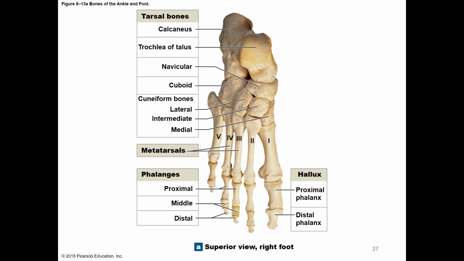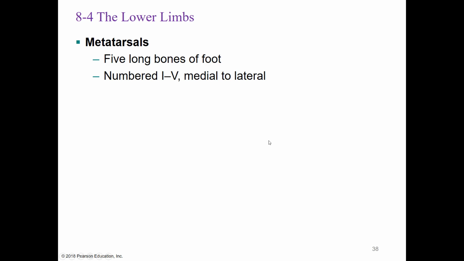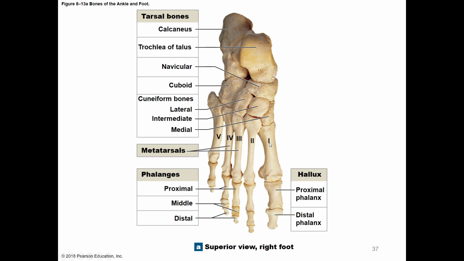So here are the ankle bones. There are 7 again. And then we have metatarsals, which is the sole of your foot. 5 long bones of the foot, numbered 1 through 5, Roman numeral, medial to lateral. So we see the same thing mirrored here that we saw in the hand. Number 1 will always be the big toe. Number 5 will always be the pinky toe.